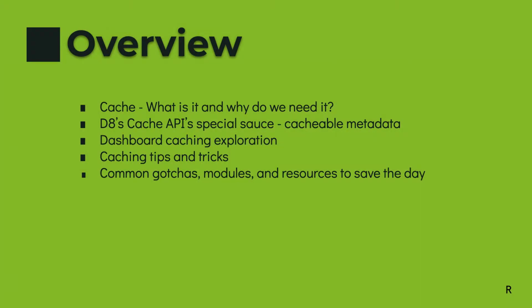Okay, cool. So overview, we're going to try to cover a lot of information. This is basically our blueprint for this presentation. We're going to start with caching. What is it? We're going to start really basic, and then we're going to ramp up real quick. We're going to go over Drupal 8's caching API special sauce, which is the cacheable metadata. This is what allows us to do everything that we're working with in Drupal 8.